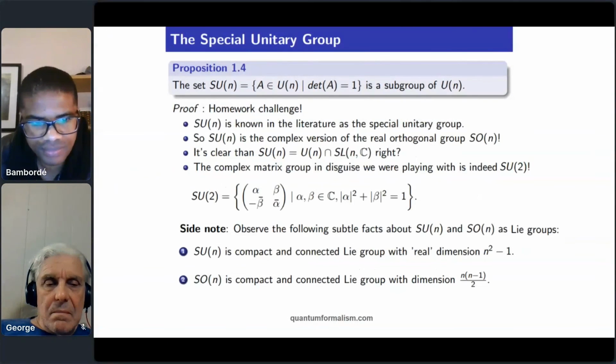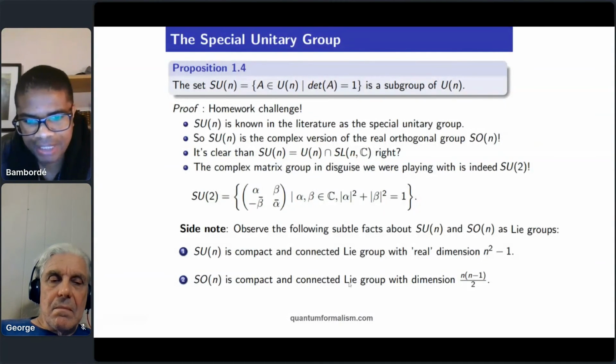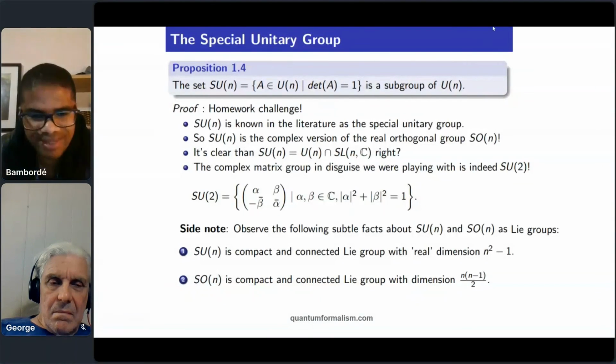SON happens to be compact and also a connected Lie group. Obviously, this one has a real dimension and this one has a real dimension. The question is, are these dimensions the same? If you do the calculation here, you can verify.